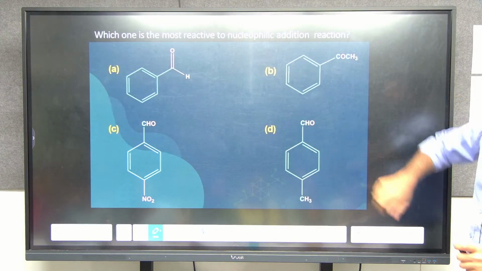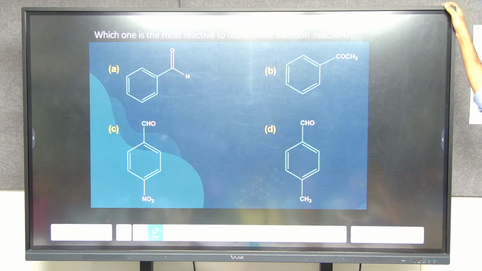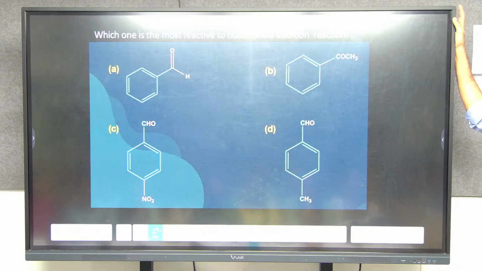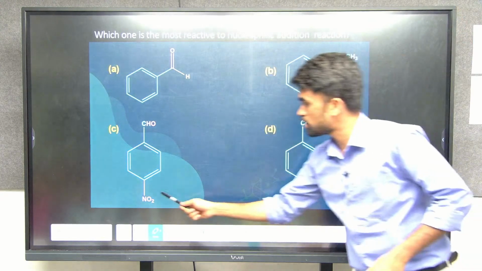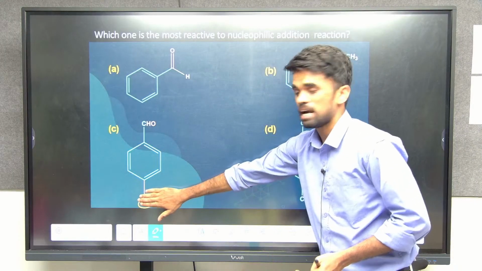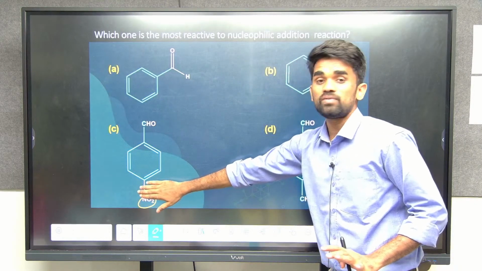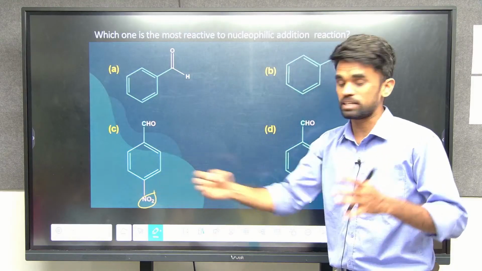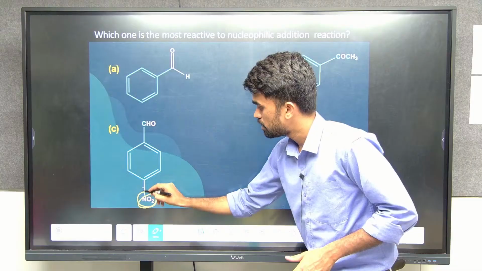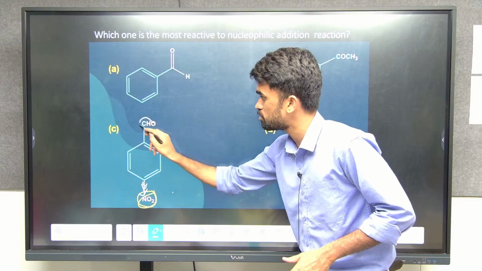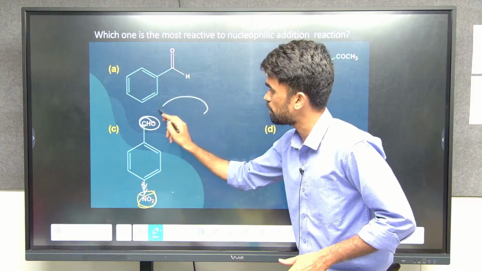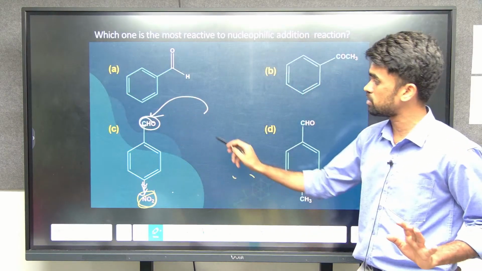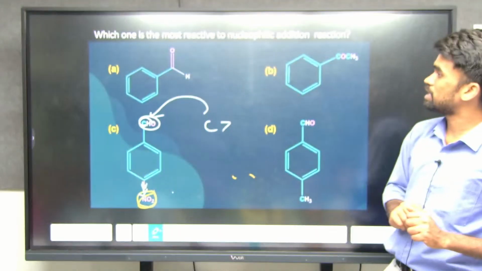Okay. Answer me this one. Which one is most reactive towards nucleophilic addition? C, why C or why A? Yes, an electron withdrawing group is there now. All the centers are aldehydic centers, that is fine. But what we require is more electron deficiency, more reactivity. If there is an electron withdrawing group, it withdraws electrons towards itself and creates more electron deficiency here, so the nucleophile enters there easily. So therefore which is more reactive? C.